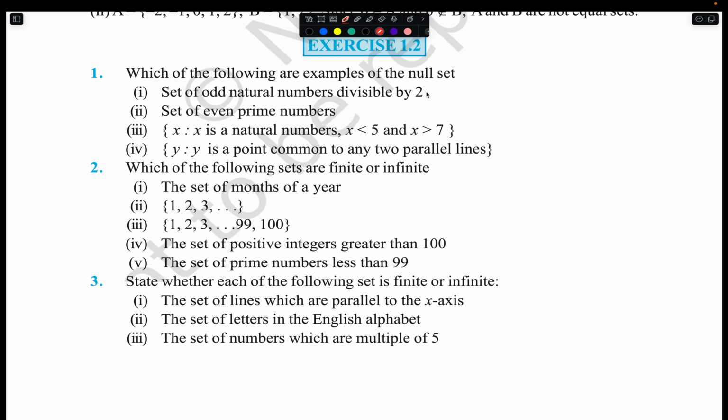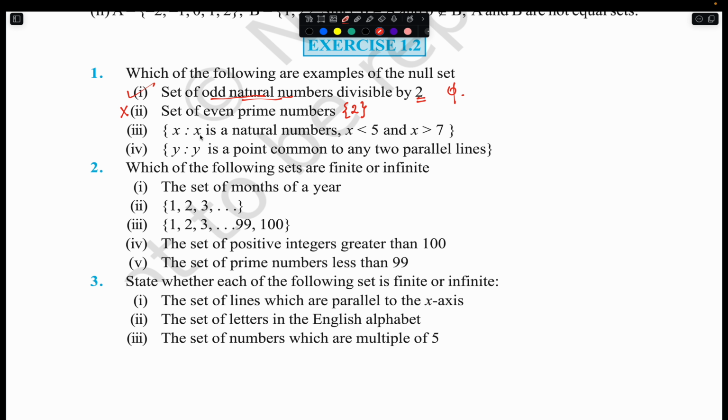So obviously, no odd natural number is going to be divisible by 2. So this is an empty set, right? Set of even prime numbers. There is a prime number which is even, that is 2. So this is not going to be a null set, right? So this is a null set, this is not a null set.